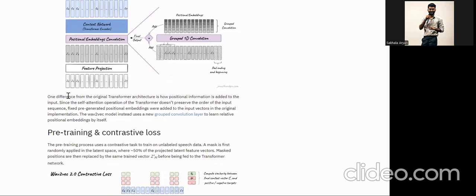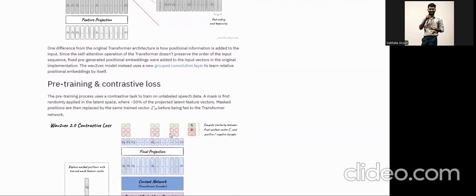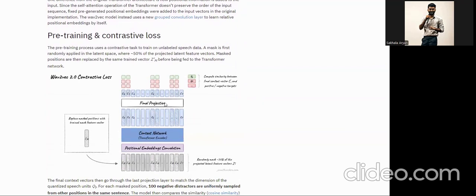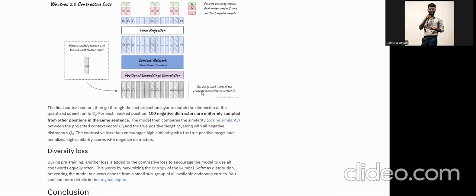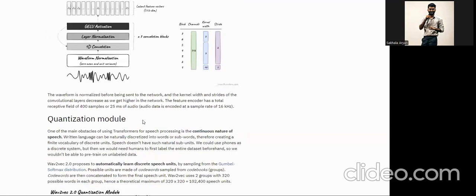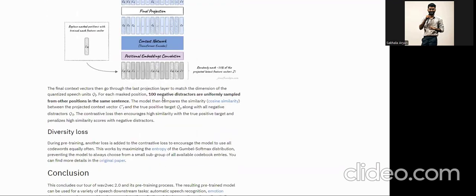After this, the transformer architecture gives this output, which goes into their contrastive loss, and pre-training is also done here. The important thing is they use a masking technique. They mask 50% of their latent vectors. Your latent vector is basically the output of the feature encoder, the first module. So they randomly mask 50% of it.